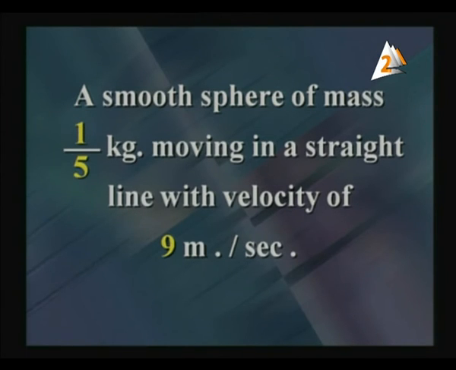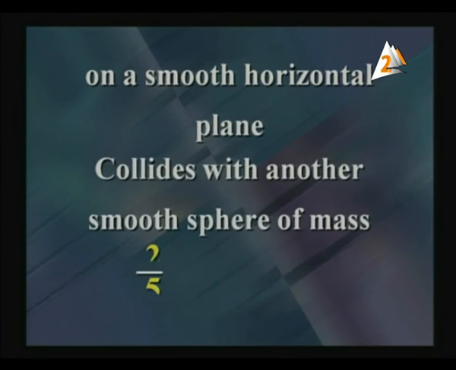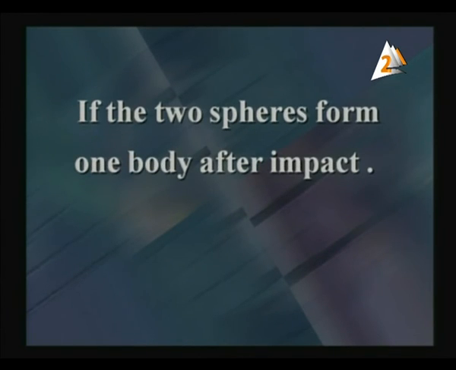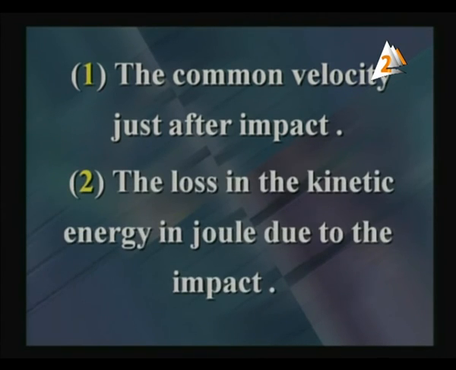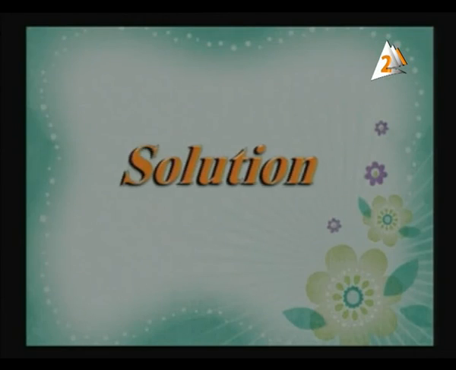a smooth sphere of mass 1 over 5 kilogram moving in a straight line with velocity of 9 meter per second on a smooth horizontal plane collides with another smooth sphere of mass 2/5 kilogram at rest. Now, if the two spheres form one body after impact, find number 1, the common velocity just after impact. Number 2, the loss in kinetic energy in joule due to the impact.